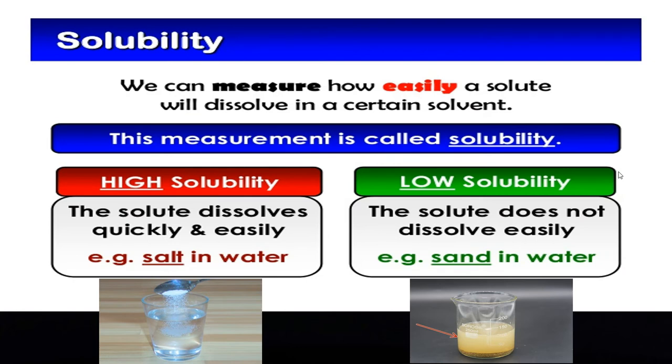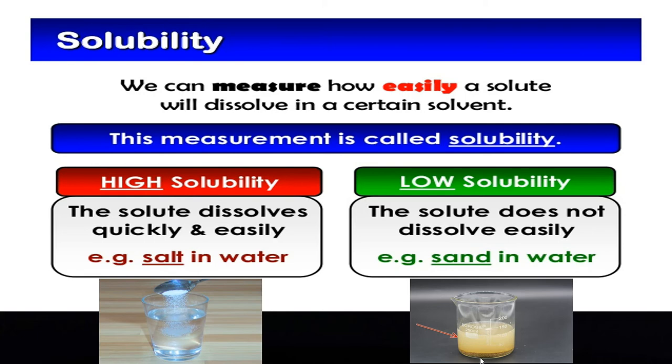Now, we can measure how easily a solute would dissolve in a certain solvent, and that measurement is called the solubility. It's either going to have a high solubility or a low solubility. If it dissolves quickly and easily, like we did with our salt water, when we had the egg in the salt water, that would be high solubility. But if it does not dissolve easily, like if you put sand with water, it's not going to dissolve very quickly. And looking at this container or this beaker, which one has more density, the water or the sand?